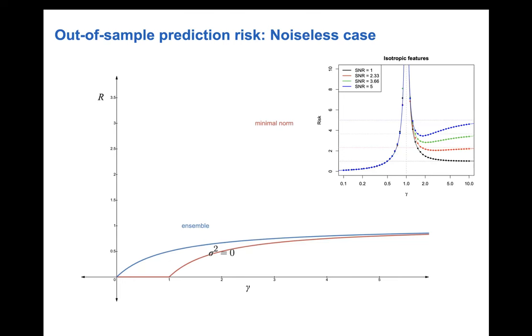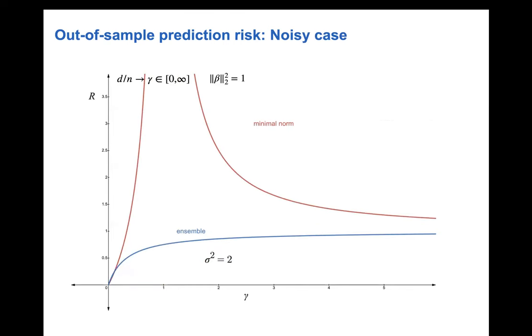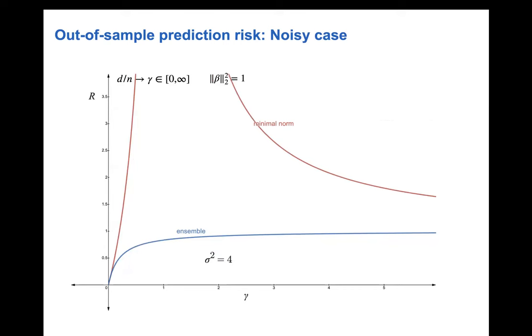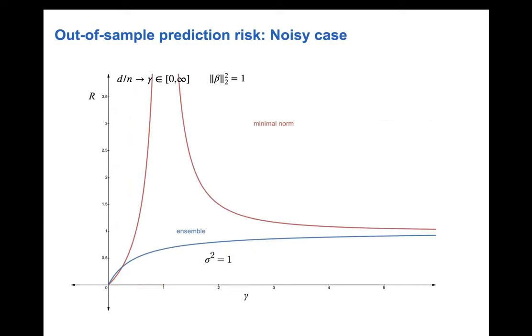Now, in the overparameterized regime, my test risk starts to rise. The risk corresponding to the ensemble of one sample estimators is much smoother, but it's strictly worse than this one. But keep in mind, this is a noiseless case. Now, if I continuously increase my noise, for example, increase my sigma squared, this is how the test risk looks.